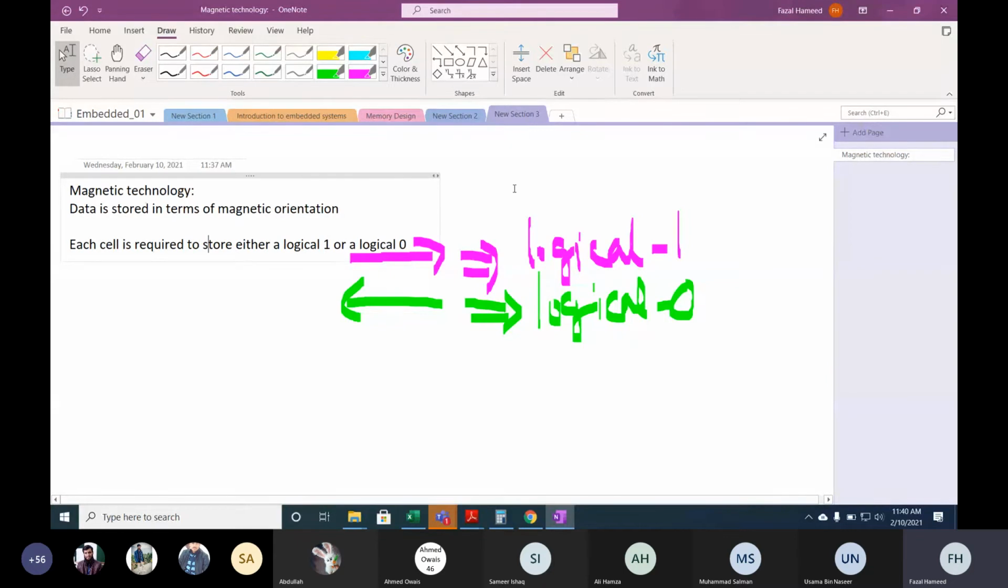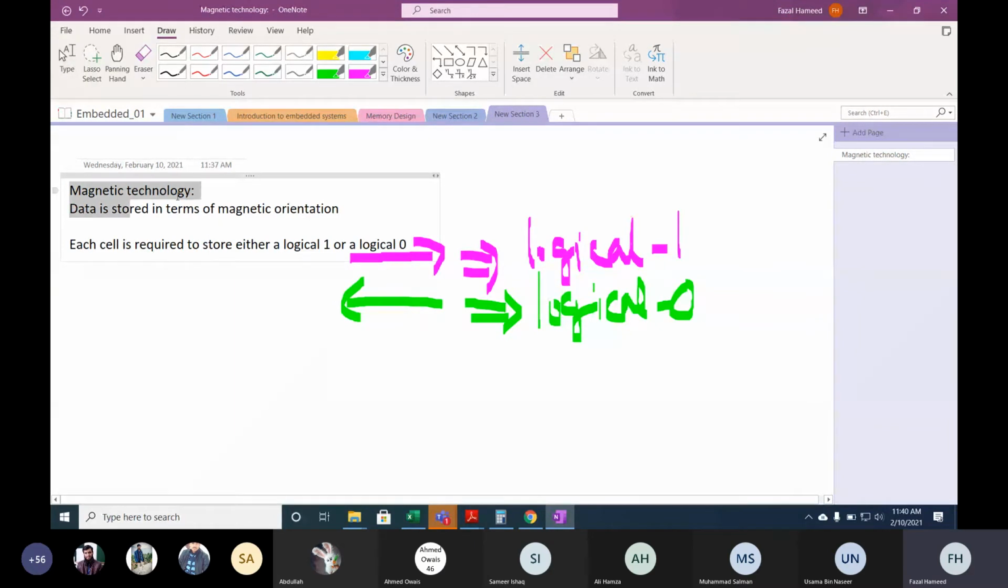So in the magnetic technology, how does it store a logical 1? If the magnetic orientation is from north pole to south pole, that can be one value, and in the other direction, from south pole to north pole, the other value. So this is a magnetic orientation, and that can be used to store the data.